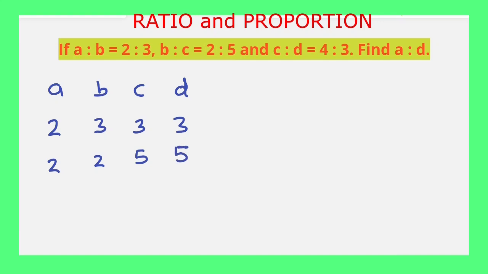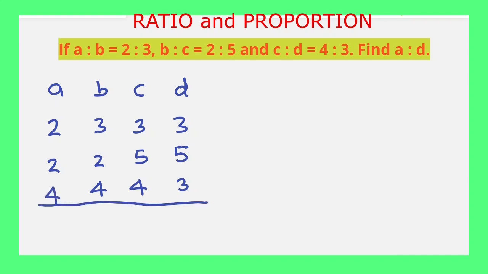Now C ratio D is 4 ratio 3, so we write 4 below C and 3 below D. Now 4 is closer to B and not 3, so we write 4 below B, and also 4 is closer to A and not 3, so we write 4 below A.